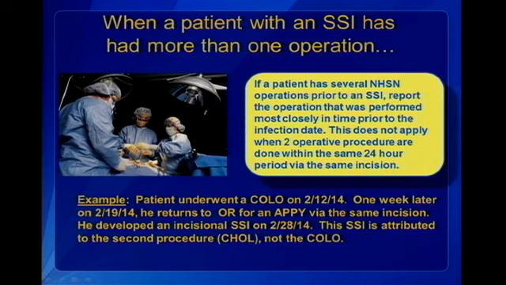So here's an example. If you have a patient who underwent a colo on 2/14, 1 week later when they're still in the hospital, they go back to the OR and they have an API via the same incision, and they develop an incisional SSI on 2/28. This SSI is attributed to the second procedure, not the colo. Even if you're not following that in your plan, you don't want to jump back to the colo procedure. They've had another NHSN operative procedure, so you attribute to the most recent.